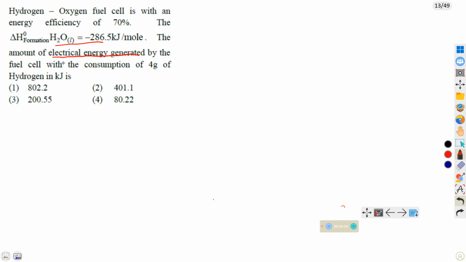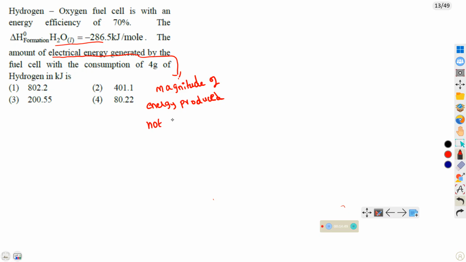First of all, amount of electrical energy generated. What is the meaning? It means magnitude of energy produced.